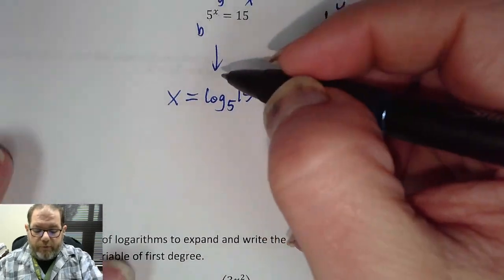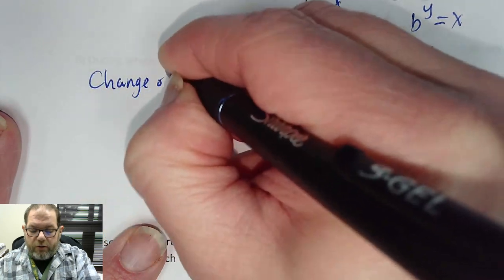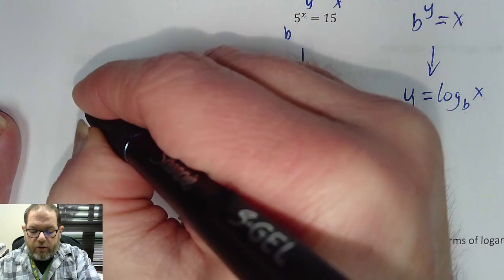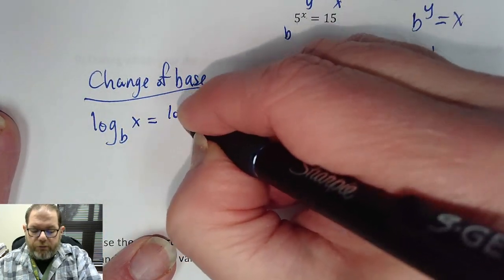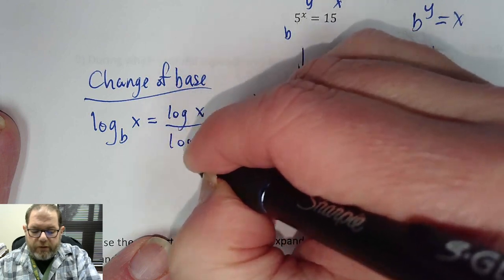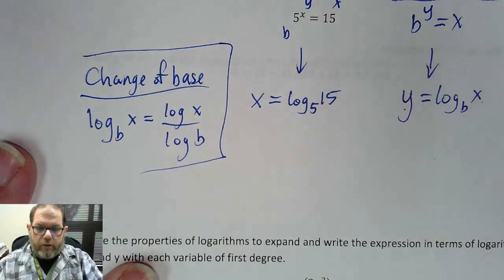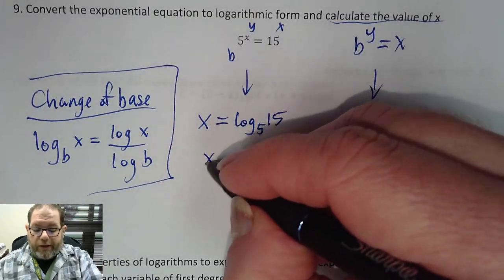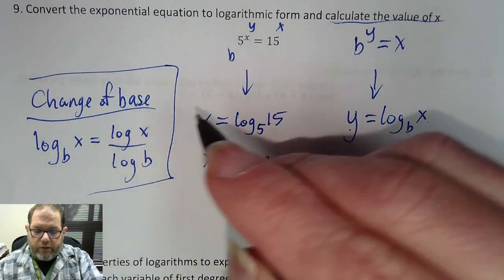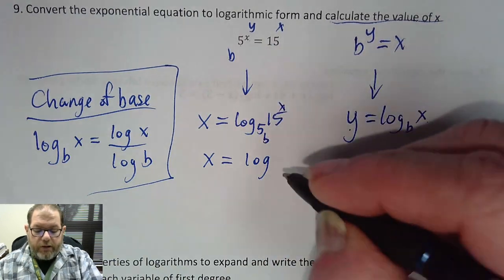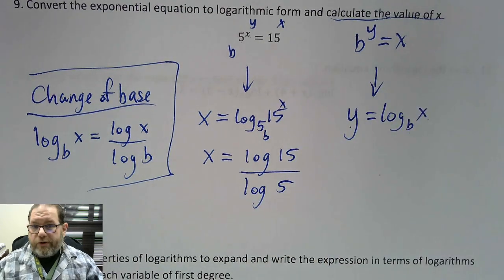And so for this problem, we have what's called the change of base formula. And that says log base b of x is equal to log of x divided by log of b. So x is equal to log, and we'll take the 15, whatever x is here. So here's our x, here's our b. So we take log of 15 over log of 5. And so now we can do that in the calculator.